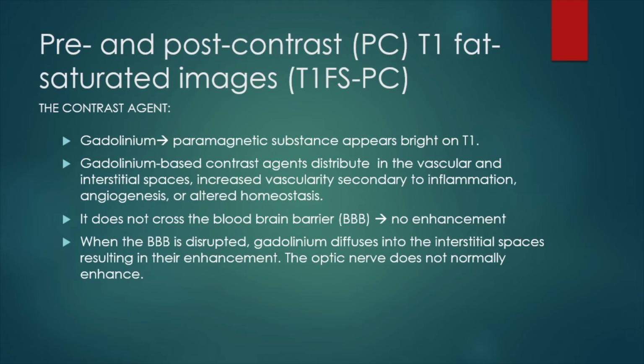Pre and post contrast T1 fat saturated image. Here we use a contrast agent, gadolinium, which is a paramagnetic substance that appears bright on T1. These contrast agents distribute in the vascular and interstitial space, and in increased vascularity secondary to inflammation, angiogenesis and altered homeostasis. It does not cross the blood-brain barrier when the barrier is intact. So normally there is no enhancement, but when it is disrupted, then the contrast will diffuse into the interstitial space, producing enhancement. And the optic nerve usually does not enhance.